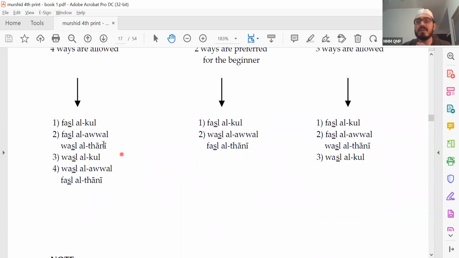Okay, and the terminologies we've already explained. Fasl means separate, wasl means join. For those of you who do not know Arabic, this is going to help you, inshallah. Take the opportunity, take the time to learn these terminologies in Arabic. They are very brief, a few. Write them down, for example, on a Word document or whatever.